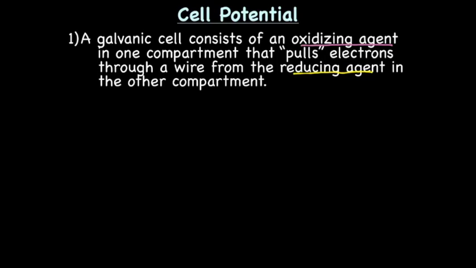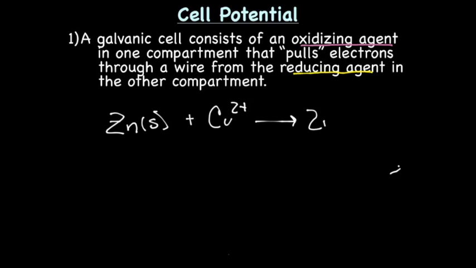Okay, so let's put that example we've been working on back up. We have zinc solid plus some sort of copper ion solution produces zinc 2+ and a copper solid. So zinc is being oxidized while copper is being reduced.